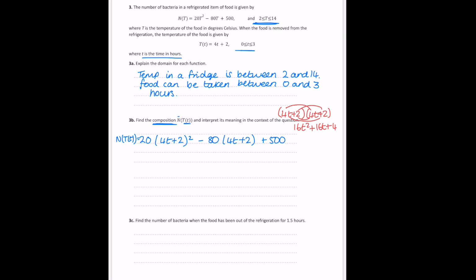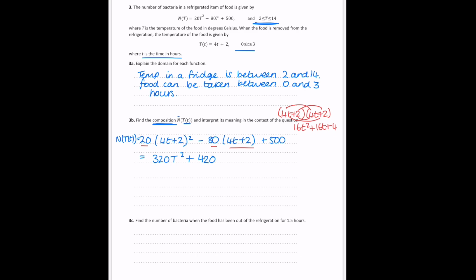I just need to remember those two different parts there. And then I times all of that by 20, and then I've got 80 times all of this, and so on. And it simplifies down if you want to, and there's no need to do this at all, but it would simplify down to be 320t squared plus 420. But there is no need to do that. You can actually leave it in that first process.